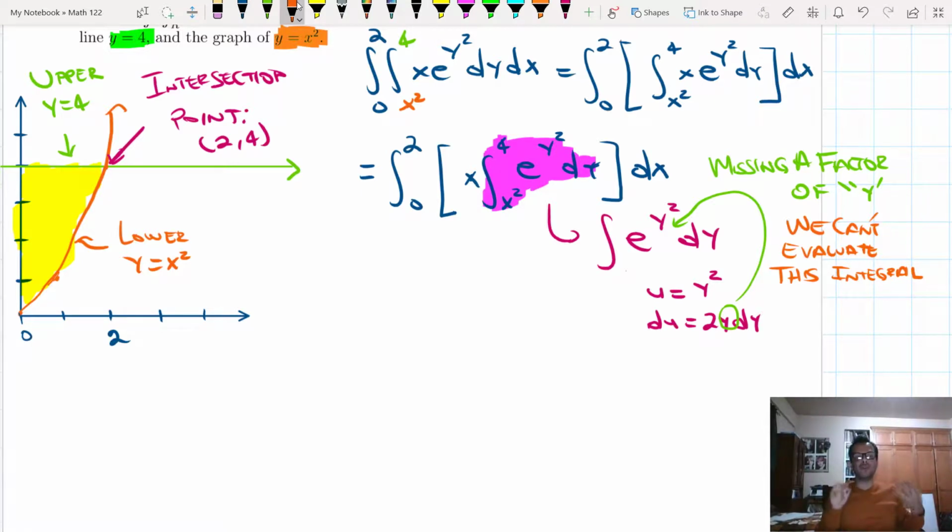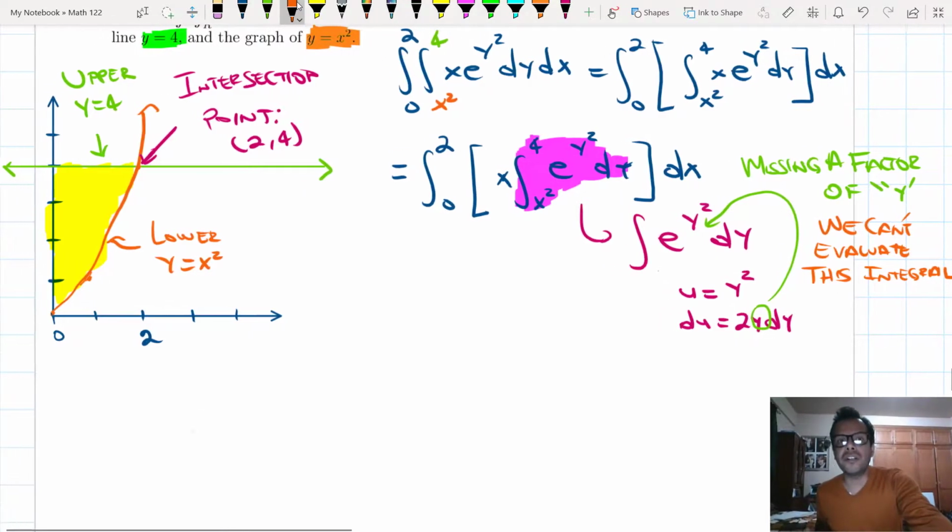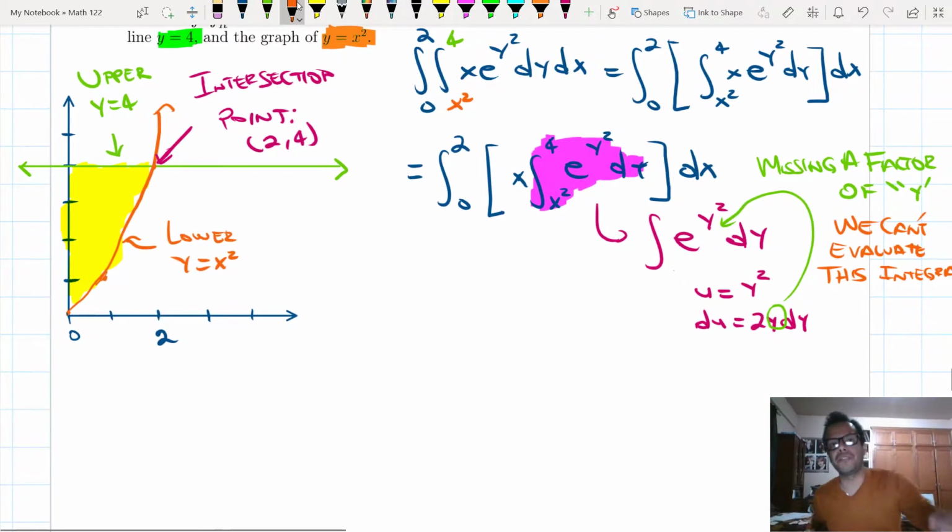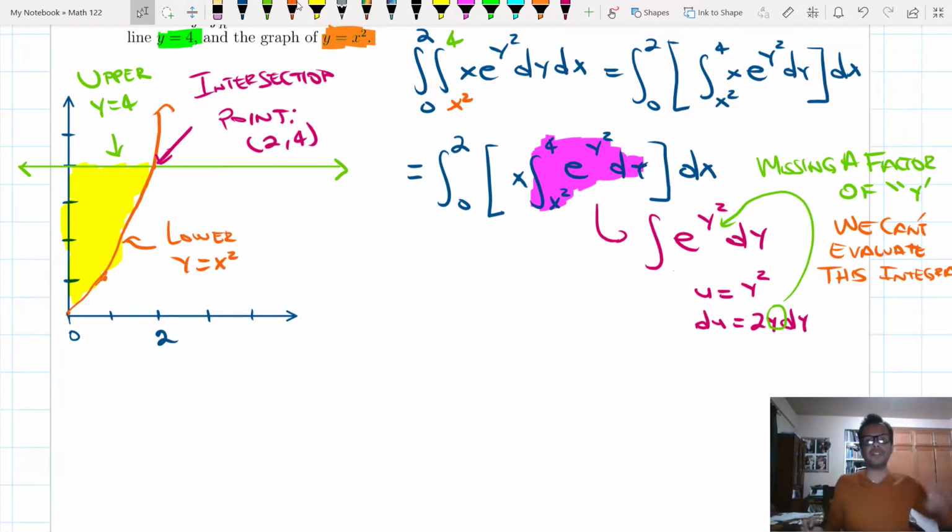So we're in some sort of a dead end here, right? What can I do here? Just skip the problem, we're done? No solution? No, that is not a solution. There is an alternative to this problem. The alternative is to reverse the order of integration.